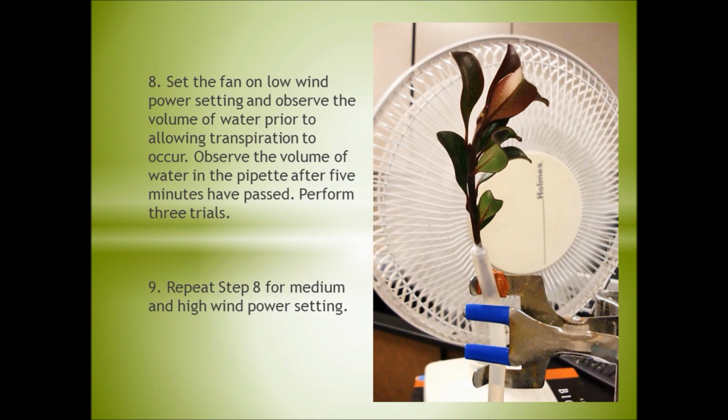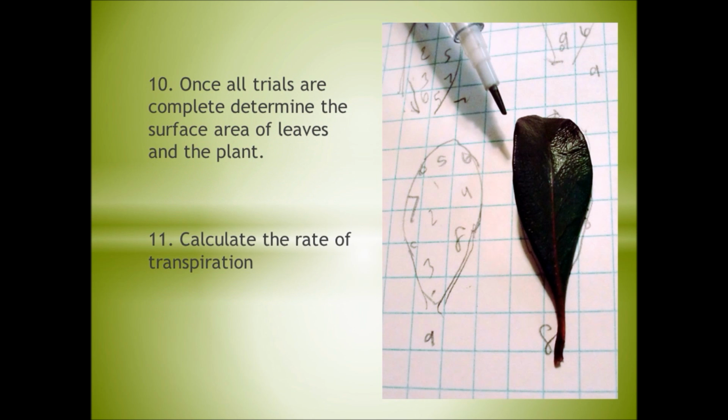Step 8. Set the fan on low wind power setting and observe the volume of water prior to allowing transpiration to occur. Observe the volume of water in the pipette after 5 minutes have passed. Perform 3 trials. Step 9. Repeat Step 8 for medium and high wind power setting. Step 10. Once all trials are complete, determine the surface area of leaves and the plant. Step 11. Calculate the rate of transpiration.